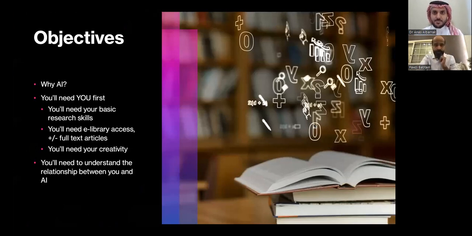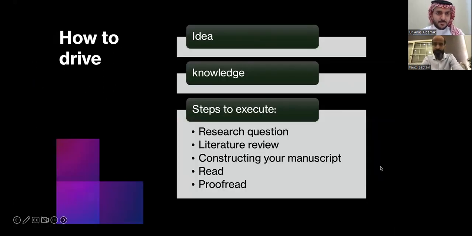These are my objectives. We will start with why use AI and how it would help us. A lot of the points in the talk will be about you as somebody interested in research. You are the one who has basic research skills, access to an e-library with or without full-access articles, and creativity. You are the one who initiated this. So AI will not do anything without you. It is you, and then the AI will support you. Let's explore this relationship.